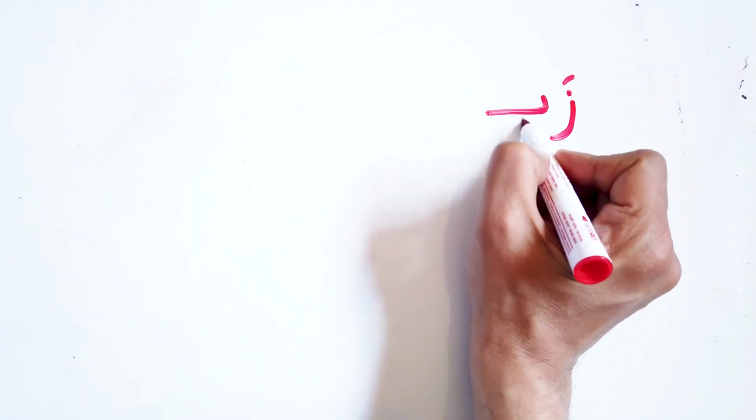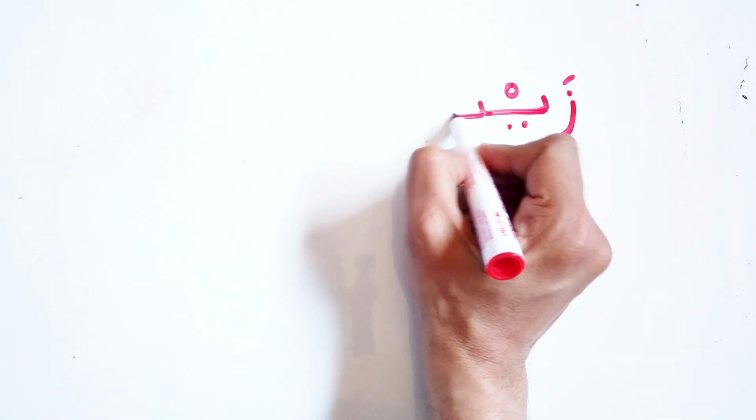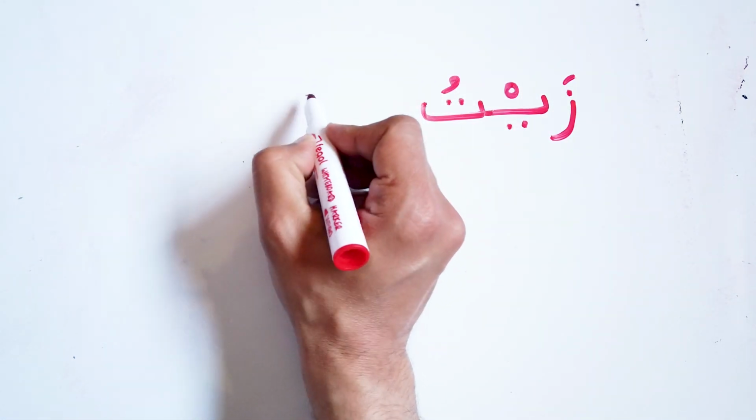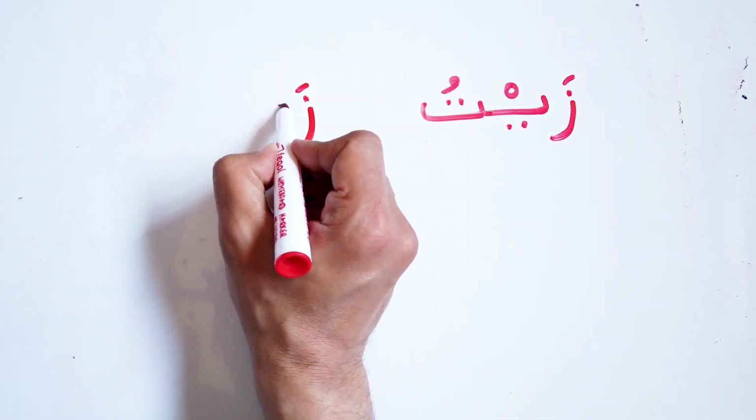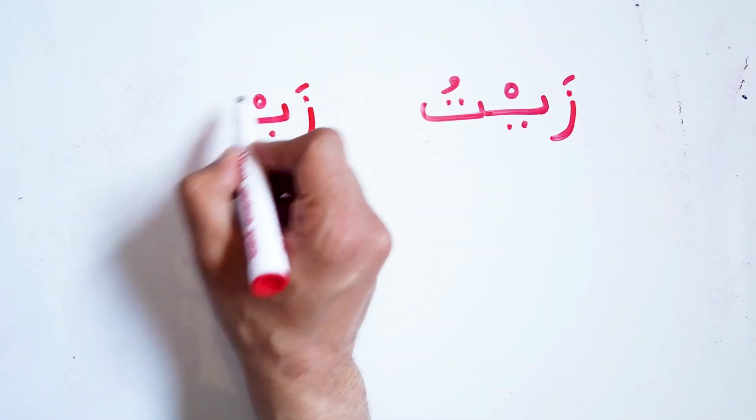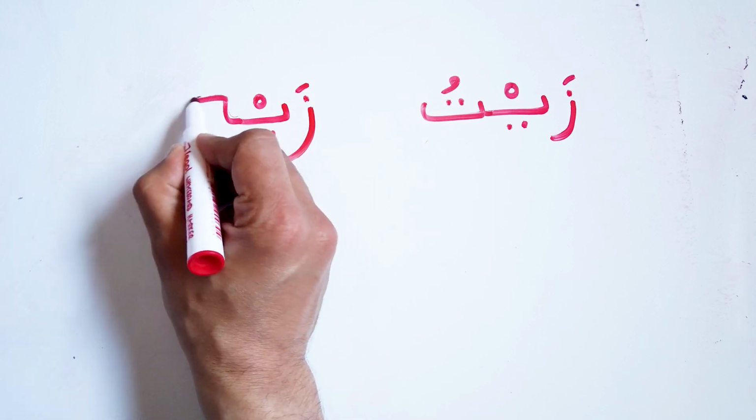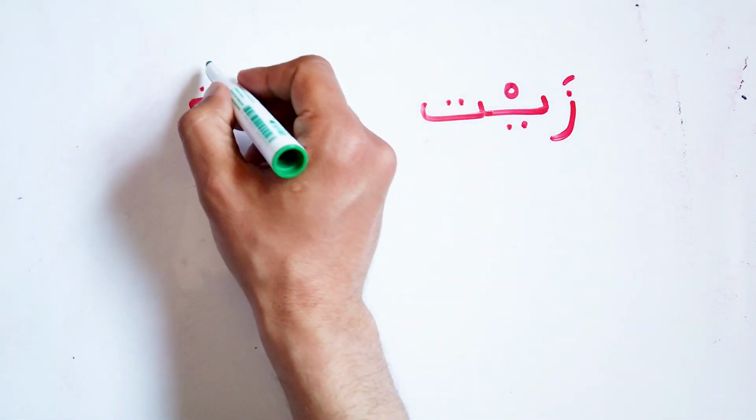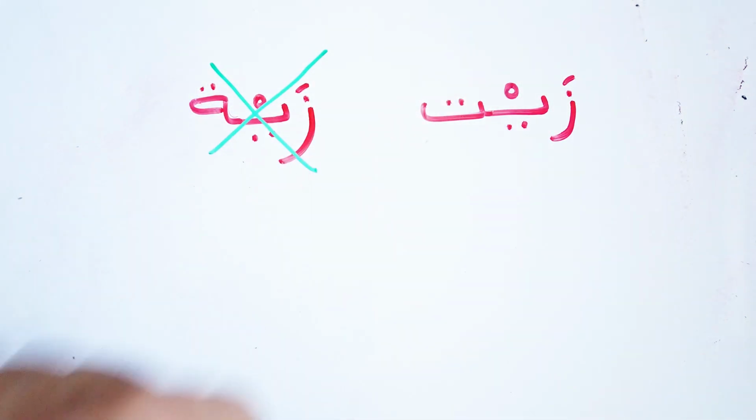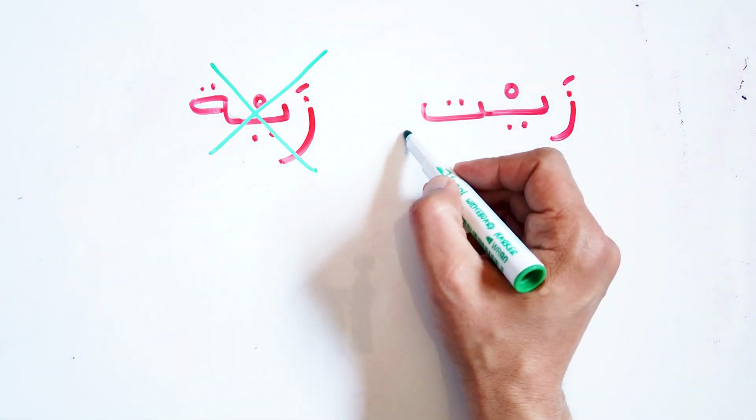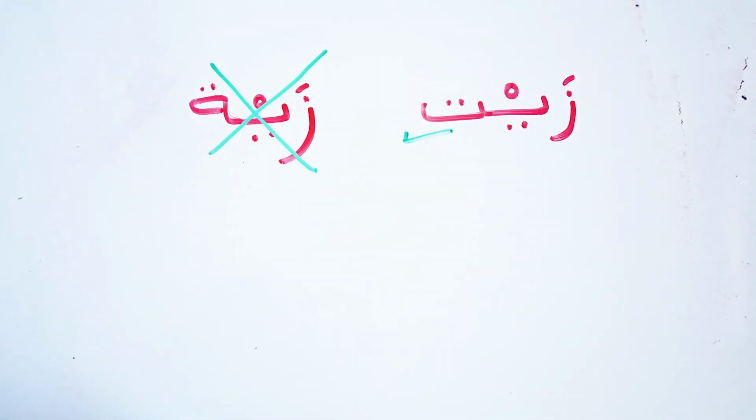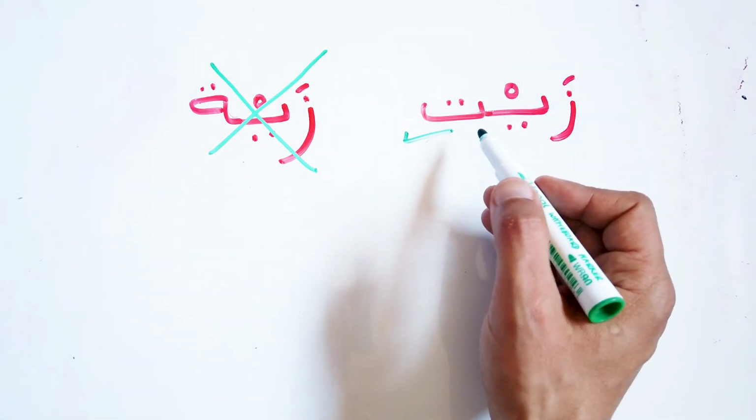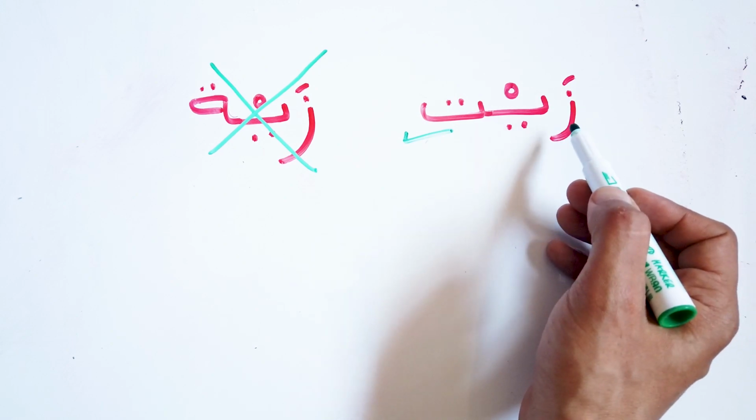ز، زي، تو. Or like this: ز، زي، تو. This one actually does not exist in Arabic, but زيت exists. زيت means oil. So this one is the correct one, and it is a masculine word.